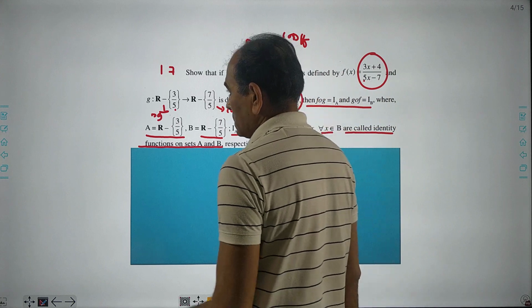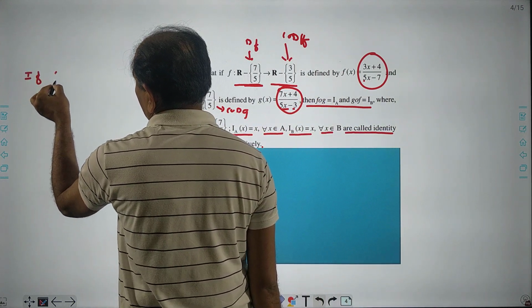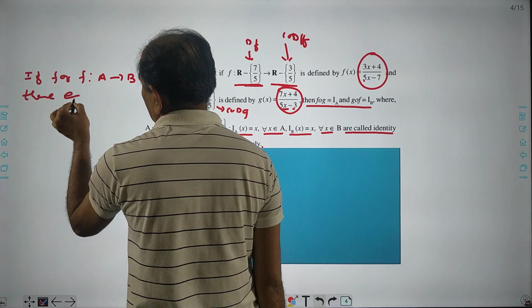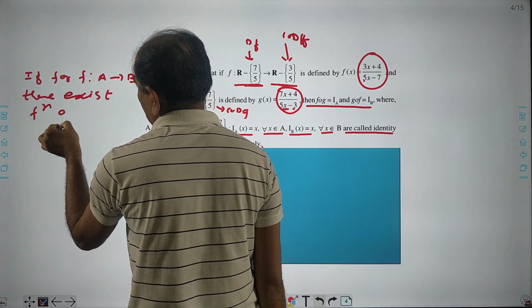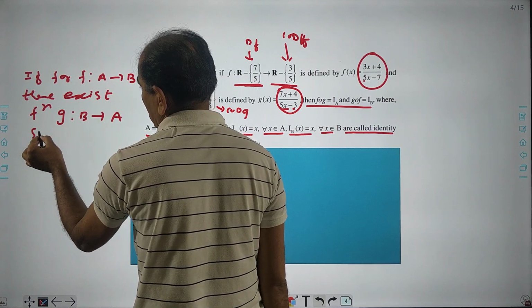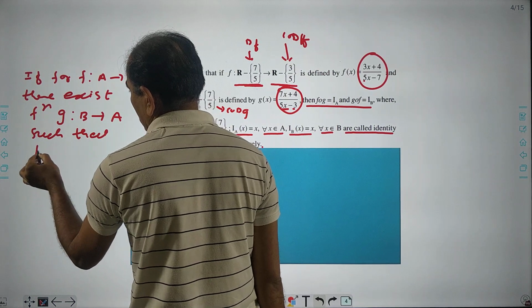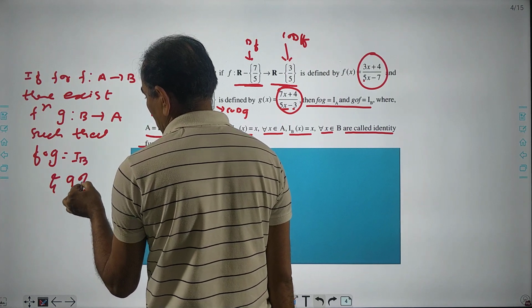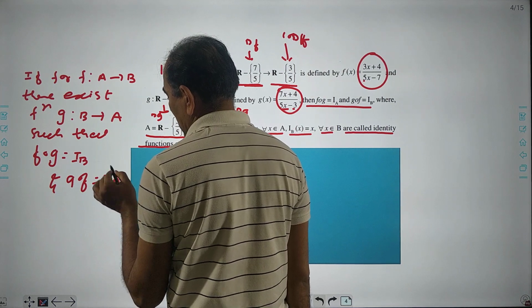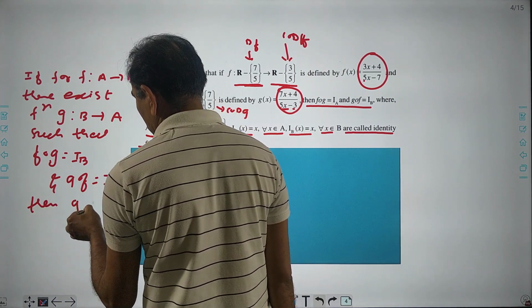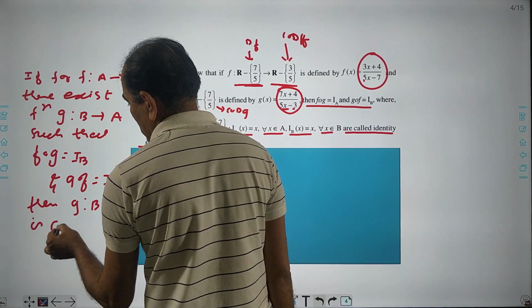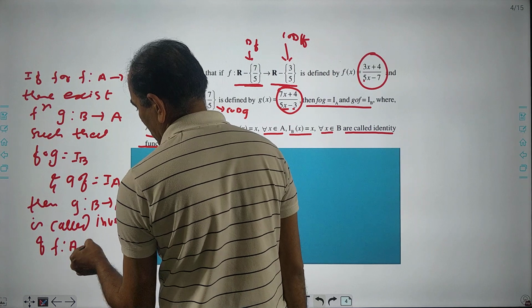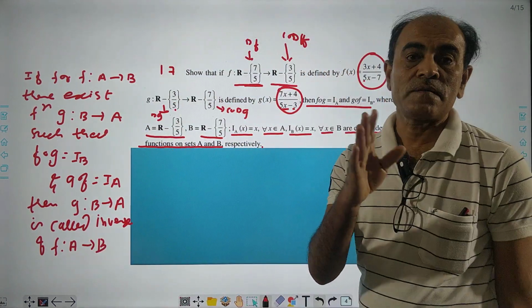Now let us see one definition. If for a function f from A to B there exists a function g from B to A such that f of g is equal to the identity function on the domain of g, and g of f is equal to the identity function on the domain of f, then g from B to A is called the inverse of f from A to B. So this is the definition of the inverse function.